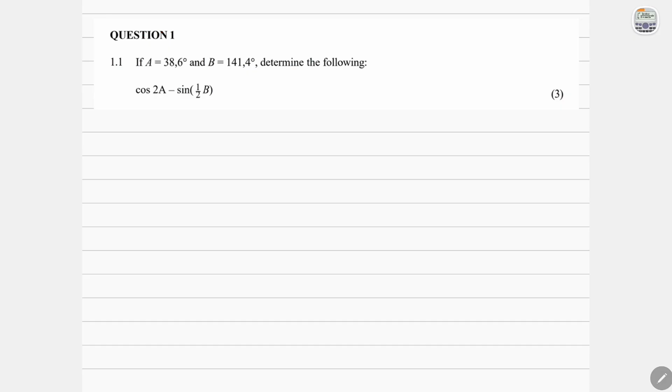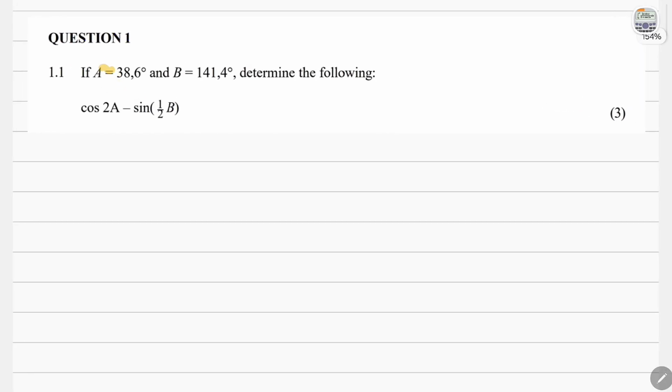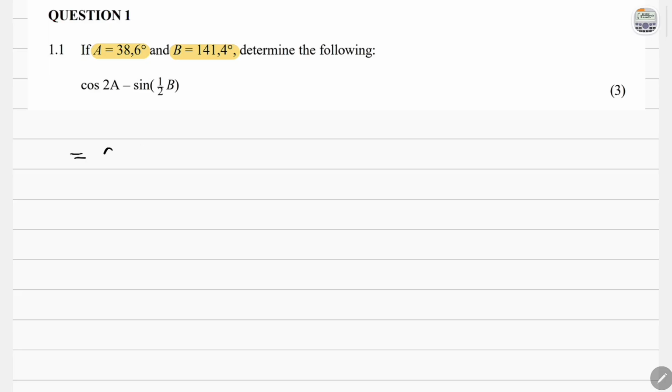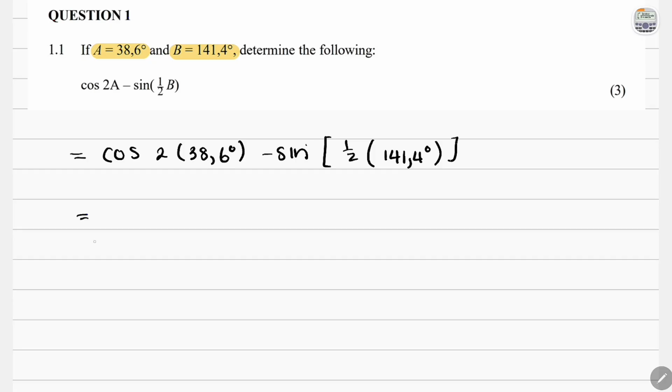Question 1.1 says, if A is equal to 38.6 degrees and B is equal to 141.4 degrees, determine the following. We have to find the value of cos 2A minus sine of a half B. Remember what A is: it is 38.6 degrees, and then we say minus sine, and we have a half, and you see that B is right next to it, so it's multiplying. You can say multiplied or use brackets, that's also fine. So multiply by 141.4 degrees. We just have to find the value of this.